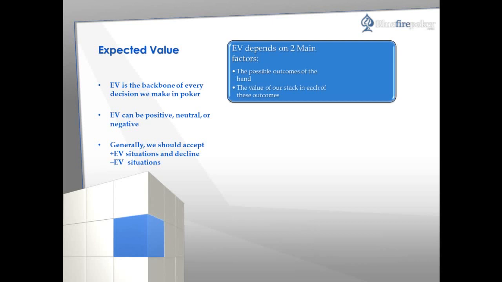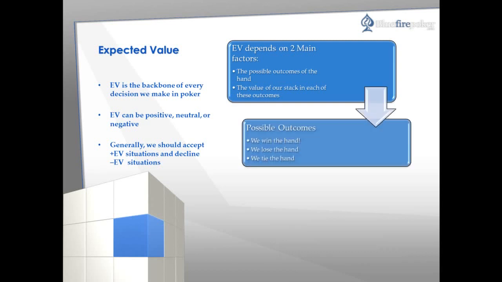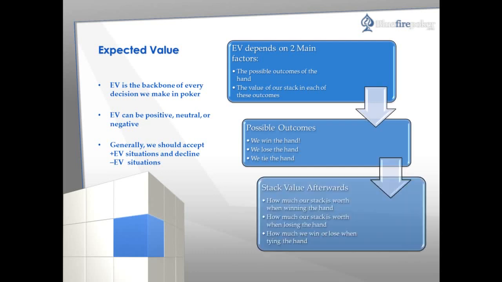EV depends on two main factors. The first is the possible outcomes of the hand and the value of our stack in each of these outcomes. The possible outcomes can either be we win the hand, we lose, or we tie. And then we need to think about our stack value after the hand is over. How much it would be worth when we win the hand, how much it could be worth if we lose, and even if we tie the hand, we could still win or lose a small amount.